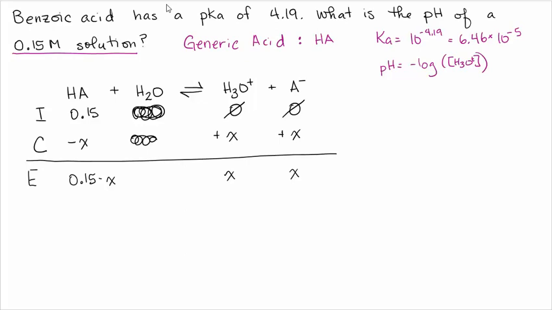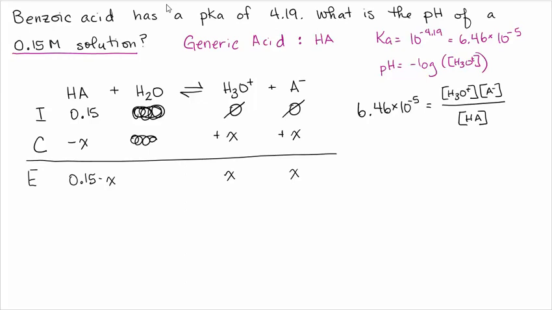So now, we're going to make an assumption. We know what Ka is. We know that it's 6.46 times 10 to the minus fifth is equal to the concentration of hydronium to the first times the concentration of benzoate, A minus to the first, divided by the concentration of HA to the first power. We know the left-hand side of that equation. That means our variable, what we're solving for, is going to be in the right-hand side of the equation.